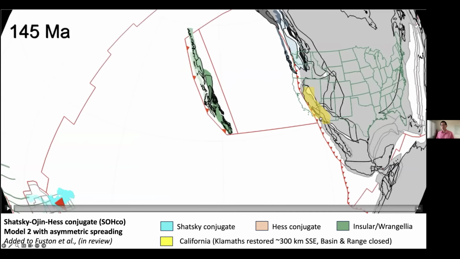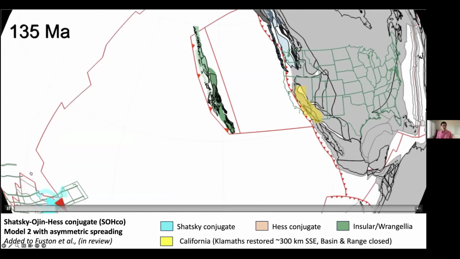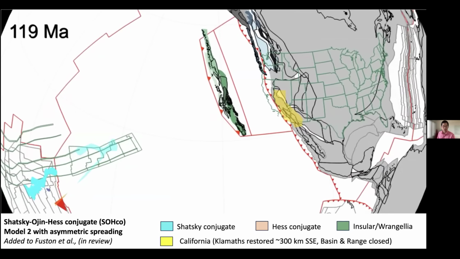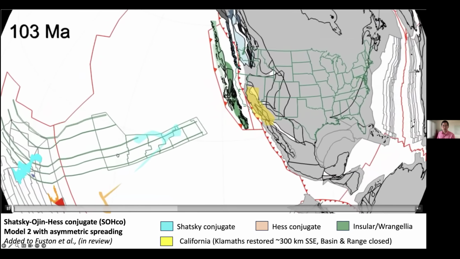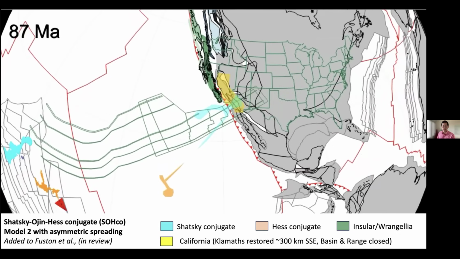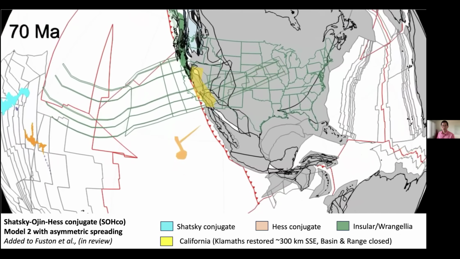So here's a reconstruction showing both the Central Pacific and North America. In yellow here is California, and this is restored with the Klamaths restored and basin and range closed. Here's the insular in green. And I'm just going to play this a couple times, and we can have a look at where these conjugates end up. And remember that I have assumed that the Shatsky will end up in Southern California. And so we're looking for all the other conclusions that are produced apart from that.